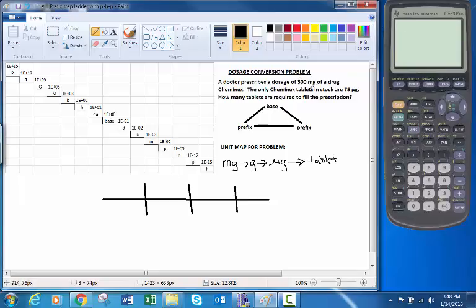We want to start with this 300 milligrams rather than the 75 micrograms in a tablet, because as I mentioned earlier, this information, 75 micrograms in a tablet, is a hidden conversion unit, and you want to use your conversion units later in your conversion table. So we'll start with 300 milligrams.